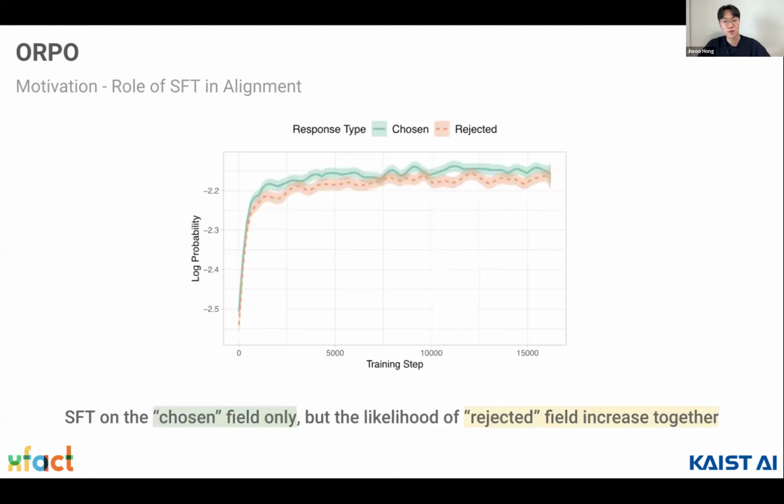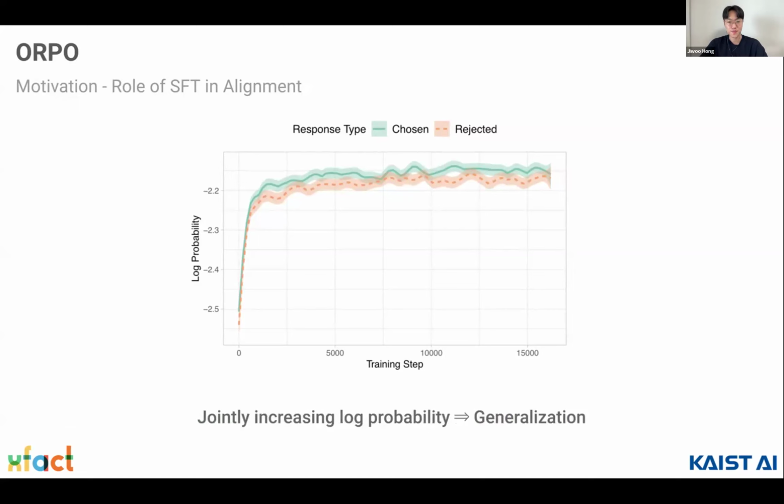What I did in the paper was this: if we have the preference dataset, we have the prompt and the preferred response, which I call the chosen response, and the dispreferred response, which will be called the rejected response from now on. If we do the SFT on the chosen responses only, as you can see, the SFT cannot differentiate what is chosen and rejected. The likelihood of the rejected responses goes up along with the chosen responses, which is not really a desired behavior in the context of alignment.